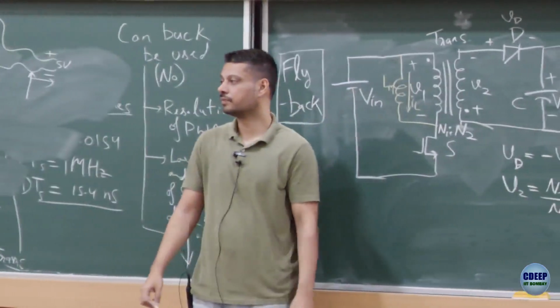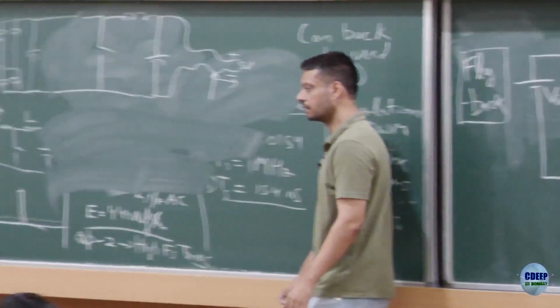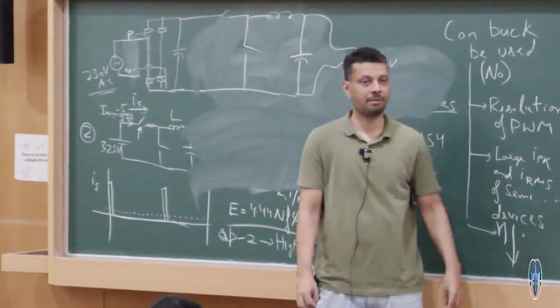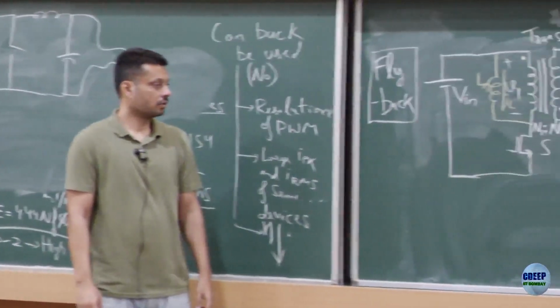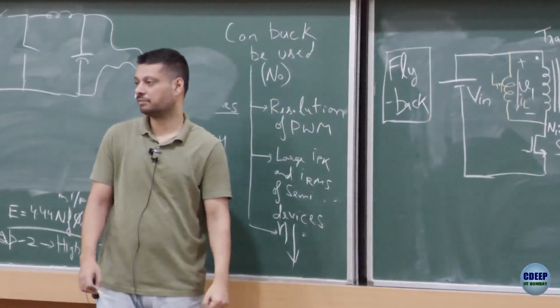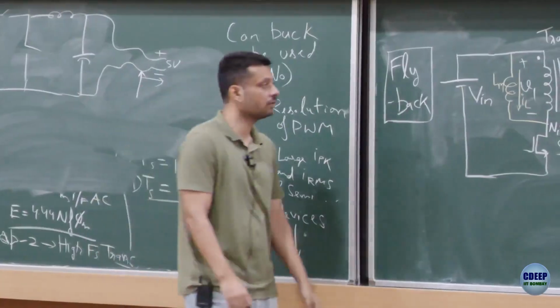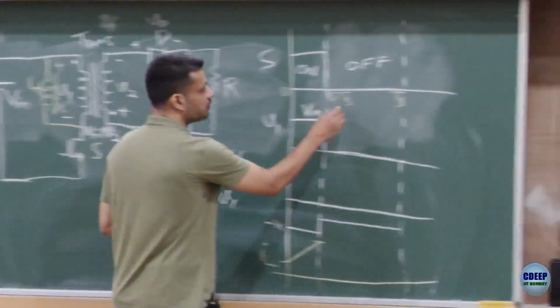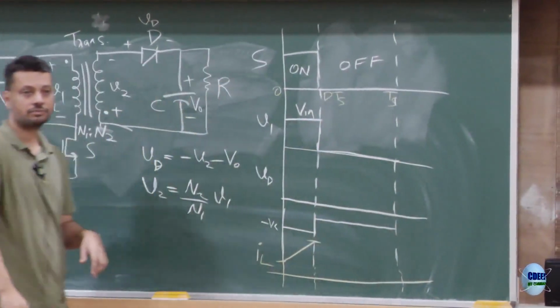Is that okay? Is that fine? Inductor current will rise because V equals L di/dt. Good. So I think from 0 to dTs we have drawn all the waveforms so far. What happens from dTs to Ts period now?